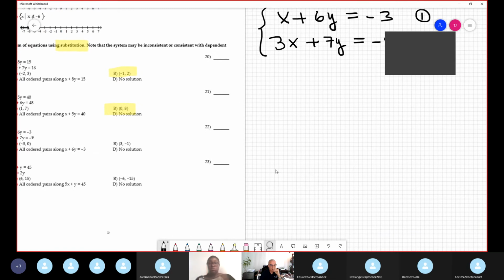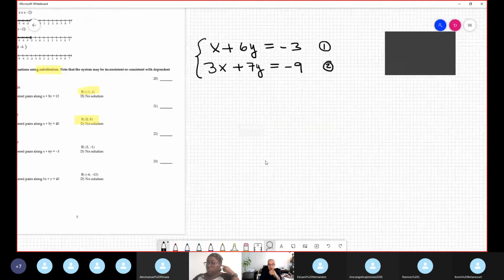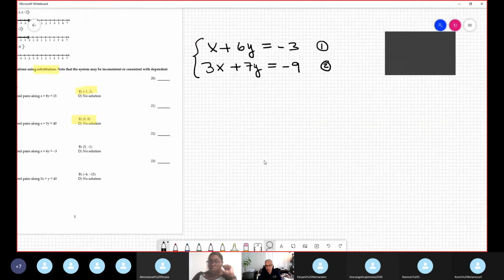Yes, that's okay. It's ready to apply elimination, of course. Elimination, no, substitution, sorry, because the coefficient here is 1, I take advantage. So x alone is equal to minus 3 minus 6y.